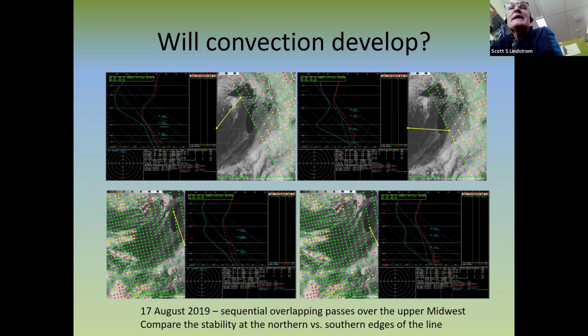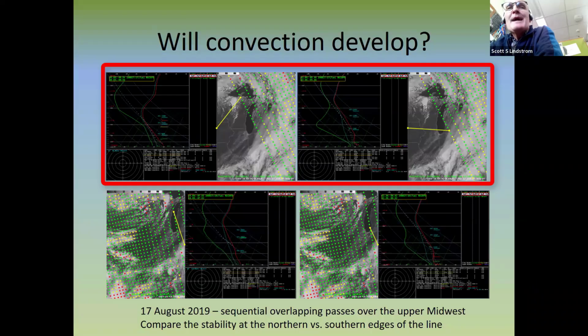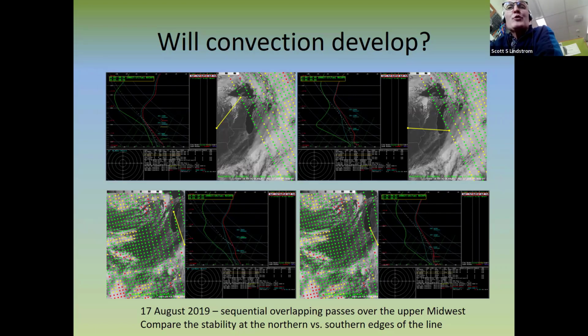Here's another example where we have sequential passes over the upper Midwest. And the question is, will the convection develop? The upper two maps show NUCAPS profiles at the northern edge over the UP and over the southern lower peninsula. Notice how the profile is different. As you get farther and farther to the south, you have a much drier air mass. So this might inform you on, is that convection that's forming over northwest Wisconsin into the western part of the UP, is that going to develop to the south as it moves off to the east?